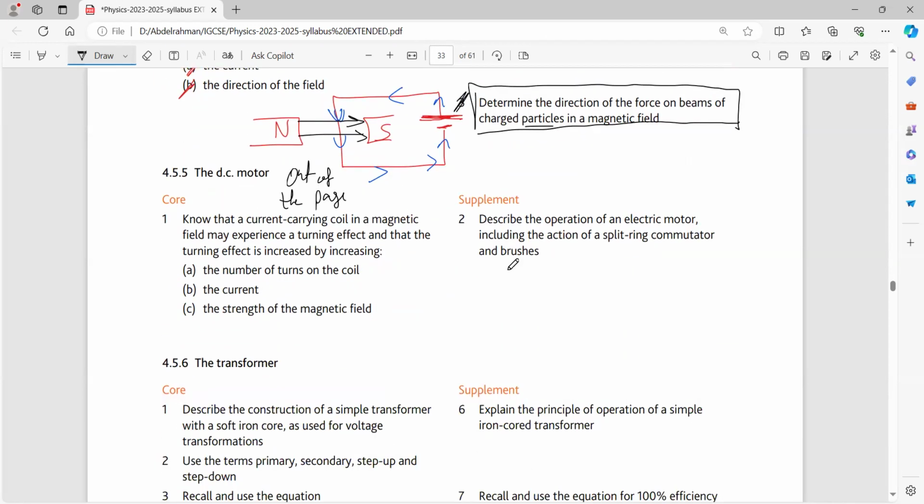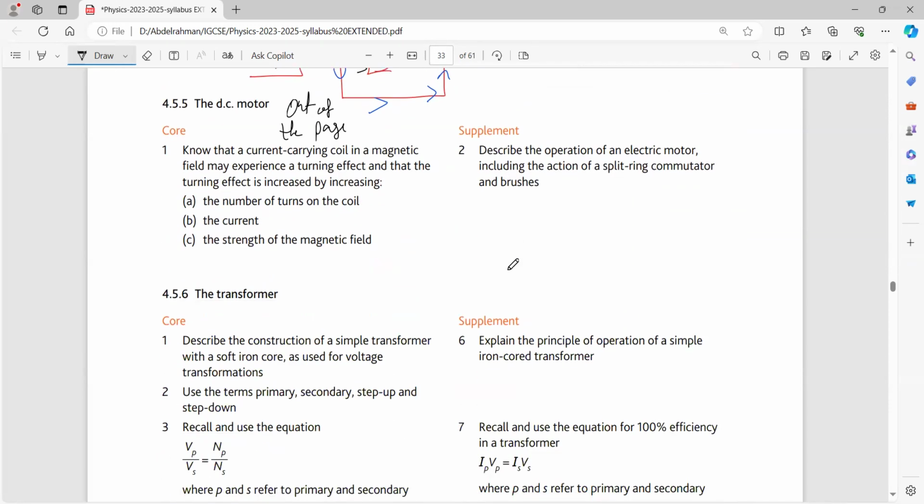Yalla, DC motor. Quickly: how can we control the speed of a DC motor? If I want to increase the speed of the DC motor, I need to increase the number of turns, increase the current, and increase the magnetic field. Describe the operation of the electric motor, including the split ring commutator.